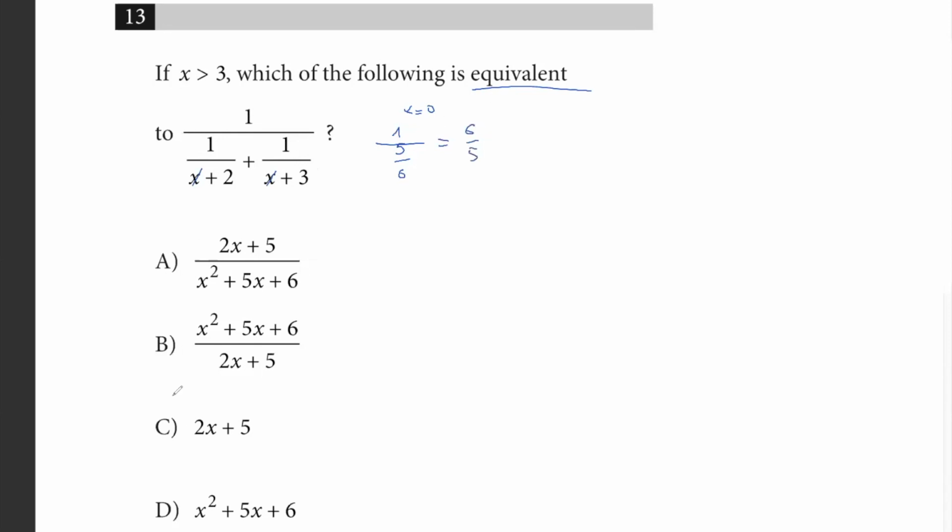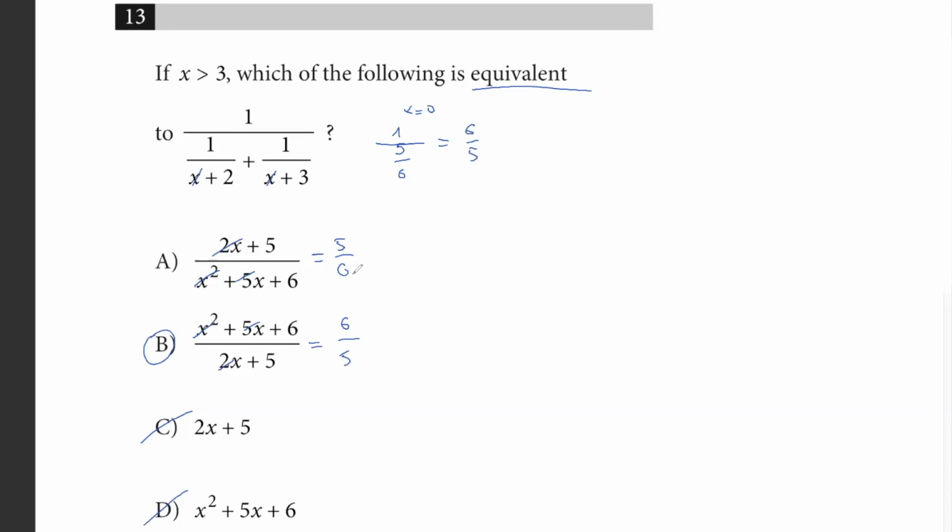If one of the answer choices is equivalent to this fraction, it means if you substitute 0, you will get the same answer. You see, if we substitute 0 here, we will get 6. If you substitute 0 here, we will get 5. It means these are not the answer. Let's check this one. If you substitute 0, these are gone. It is 5 over 6, but this one is 6 over 5. So the answer will be B.